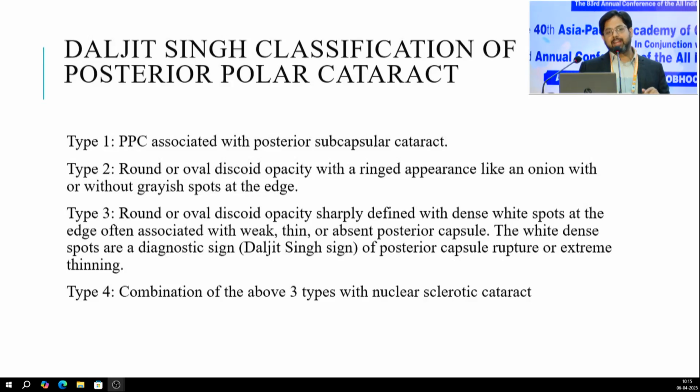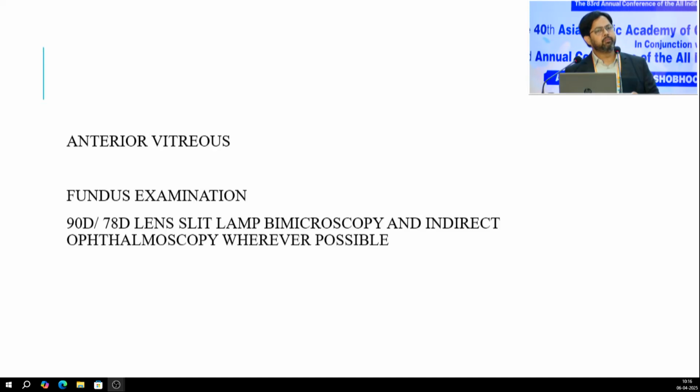Particularly important is the type 3, where you see a diagnostic sign. The white dense spots or grayish spots on the posterior capsule are quite risky because they are often associated with extreme thinning and pre-existing defects sometimes. Do examine the anterior vitreous. There could be vitreous opacities, floaters, asteroid hyalosis.